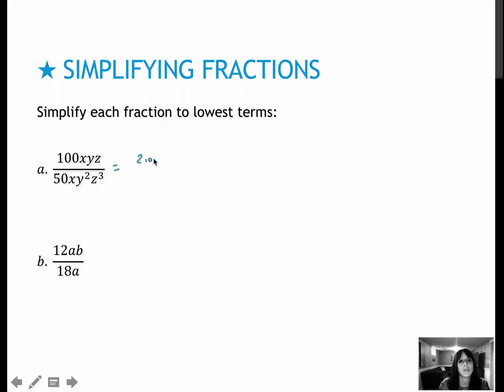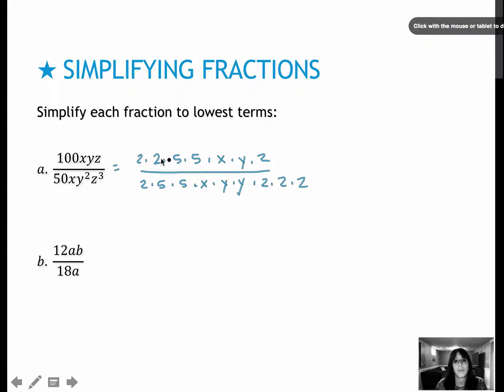100 could be written as 2 times 2 times 5 times 5. And then of course times x times y times z. 50 is 2 times 5 times 5 times x times y times y times z times z times z.